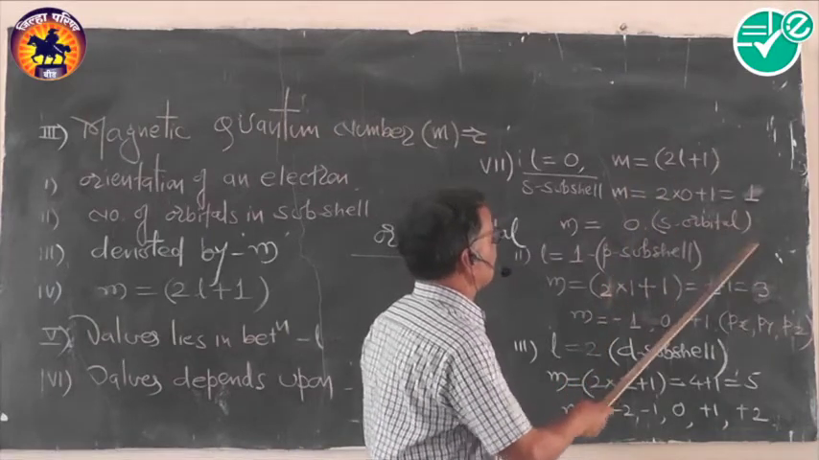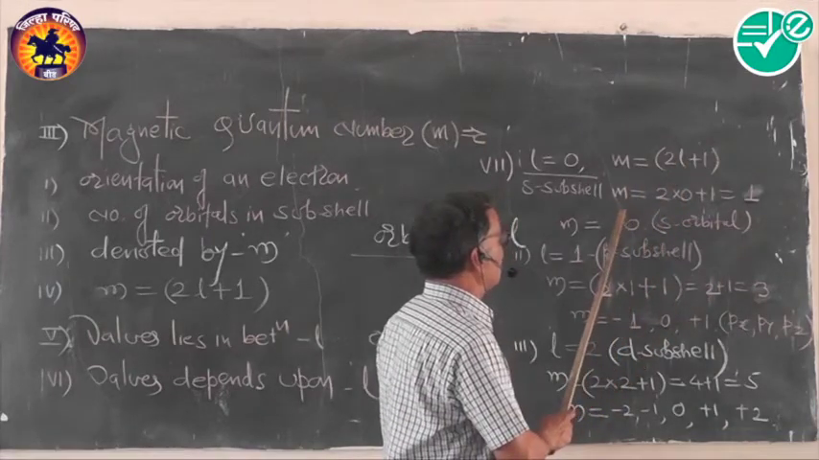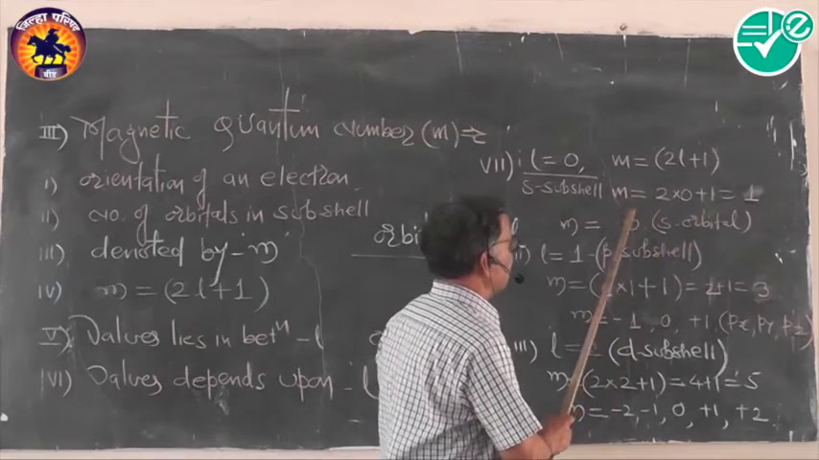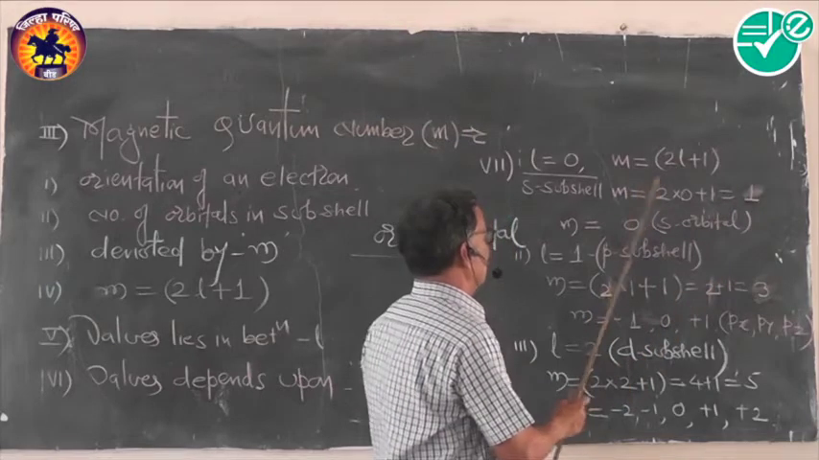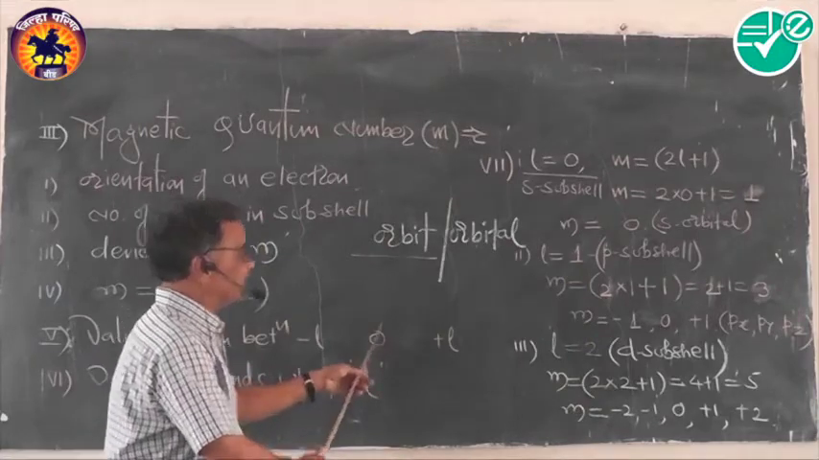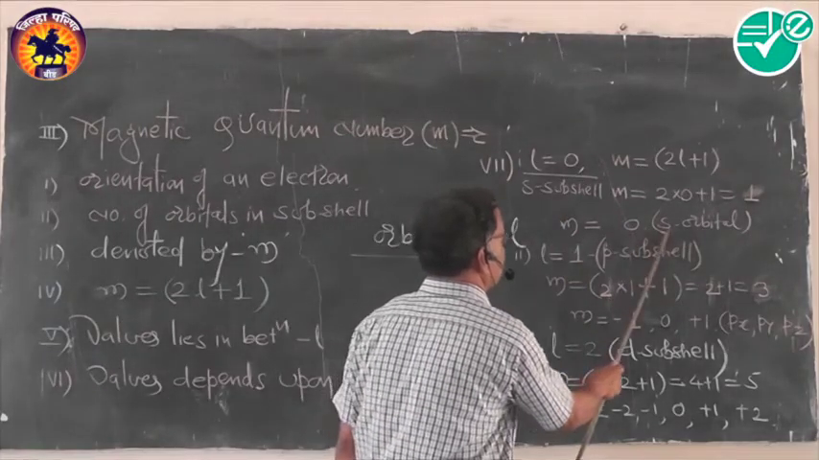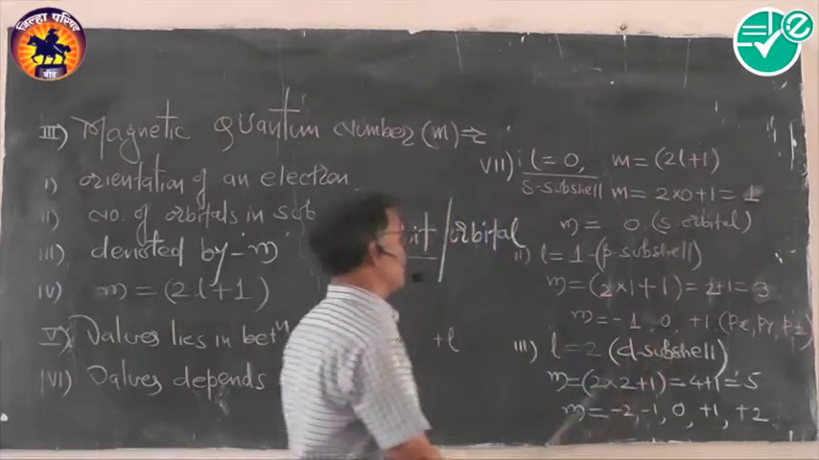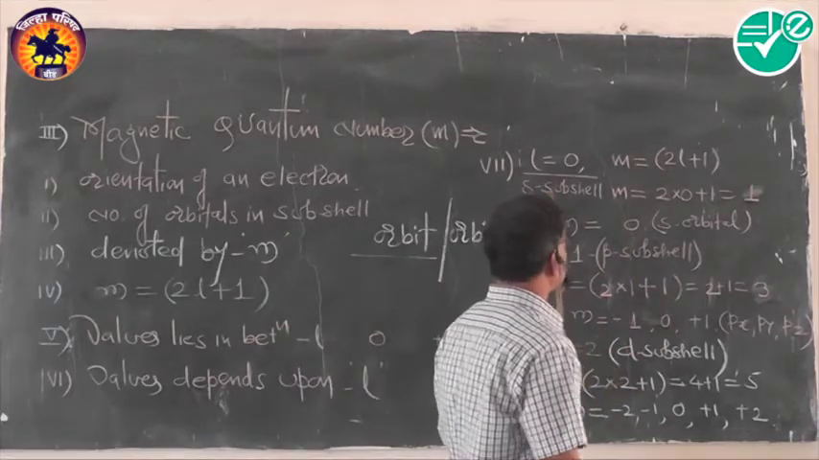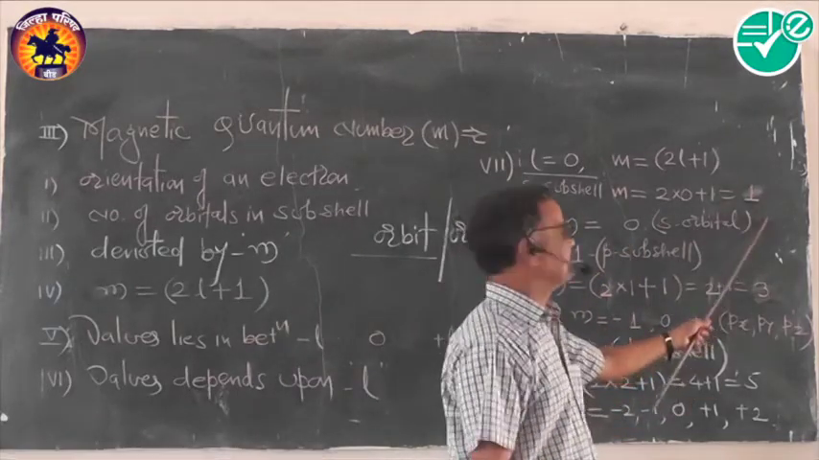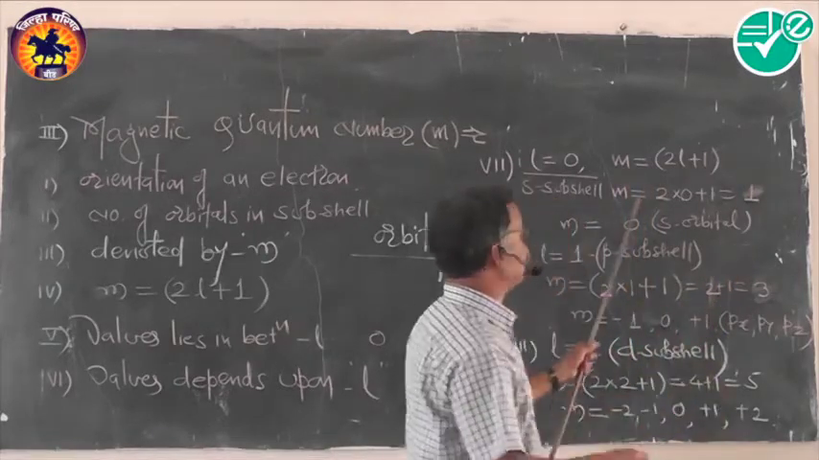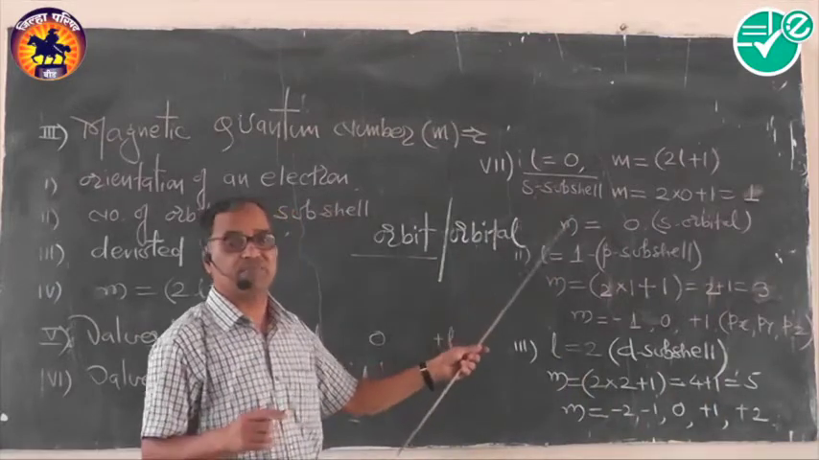m is equal to 2l plus 1. Put l equal to 0. m is equal to 2 multiplied by 0, which is 0, plus 1, that is m is equal to 1. So the first value of m is 0, which represents the s orbital. The number of orbitals in the s subshell is 1. There is only one orbital present in the case of s subshell.